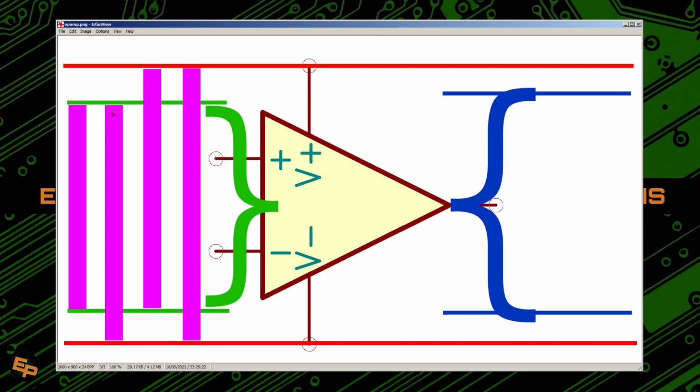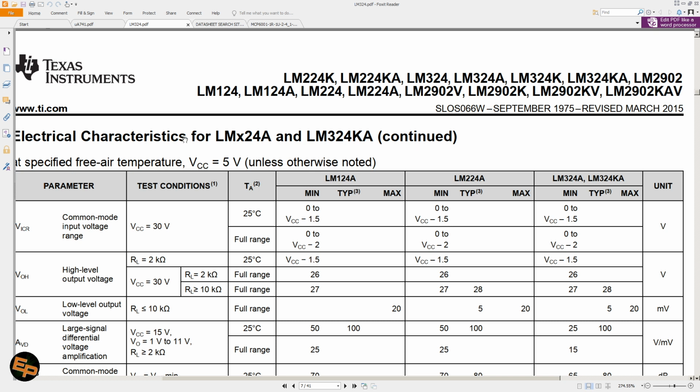Okay, another case is when we still have the upper limit at some level relative to the positive rail. However, the lower limit is down at the negative rail. So on the input, we can have a voltage as close as 0 volts relative to the negative power rail. A good example might be LM324 or 124, 224. It's an entire family of op-amps, right?